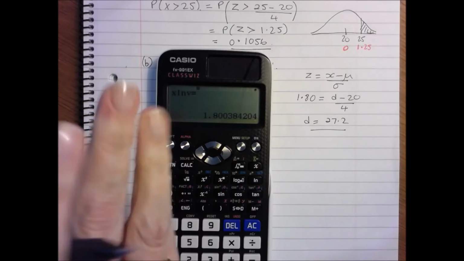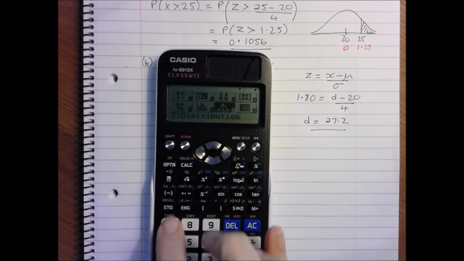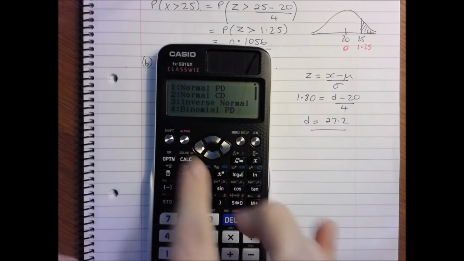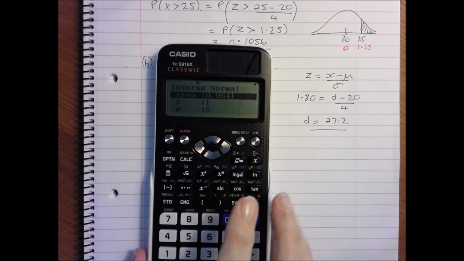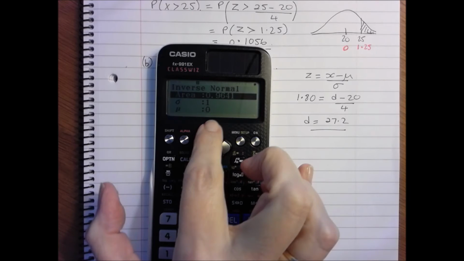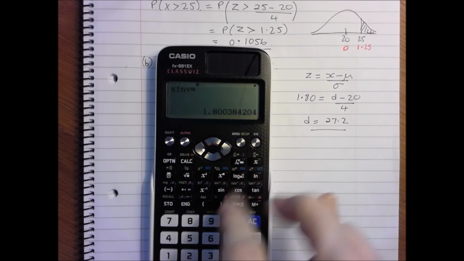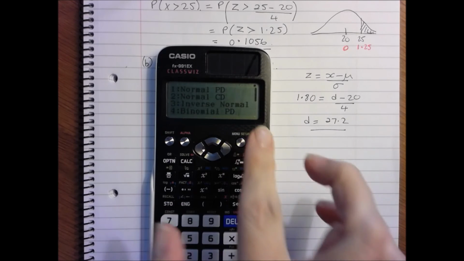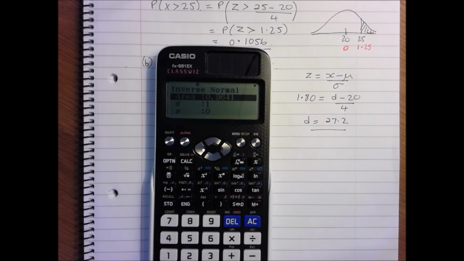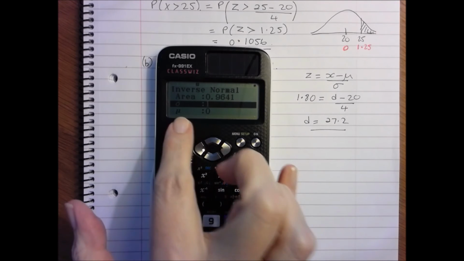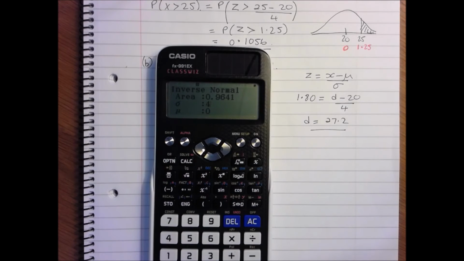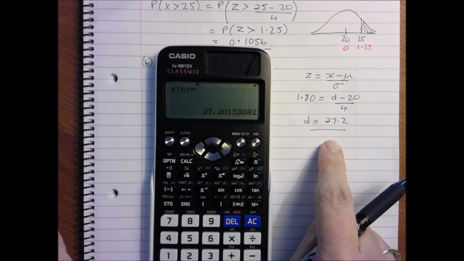So if you're going to do this without standardizing, then go back to your menu again, number 3 for an inverse normal. You're still going to put in 0.9641 because that's your area. When you come down to your standard deviation though, that's now 4, and your mean was 20, so this gives you 27.2, so exactly the same answer.